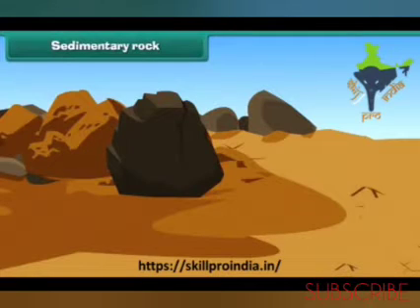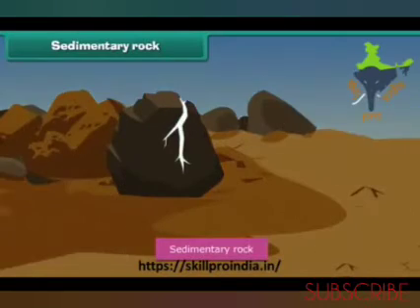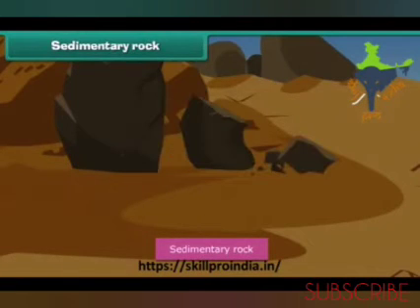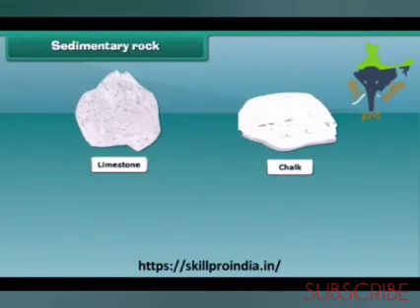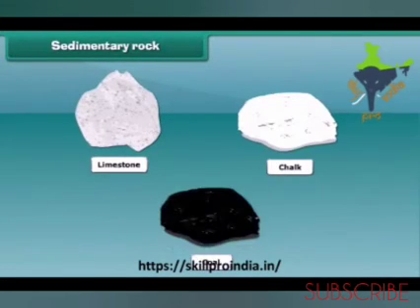Now let's discuss about sedimentary rock. Water and air break igneous rocks into smaller rocks, consequently soil is formed. These pieces settle into layers. Then these layers get compressed and hardened, and finally become sedimentary rock. Sedimentary rock is usually soft to touch. Limestone, chalk, and coal are the examples of this kind of rocks.